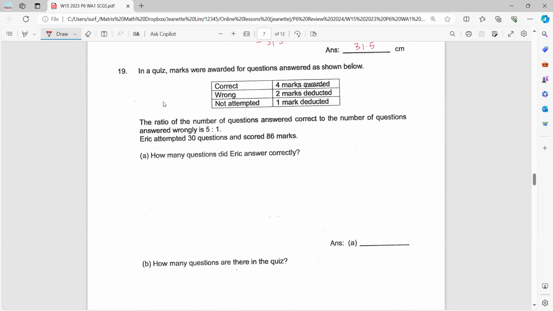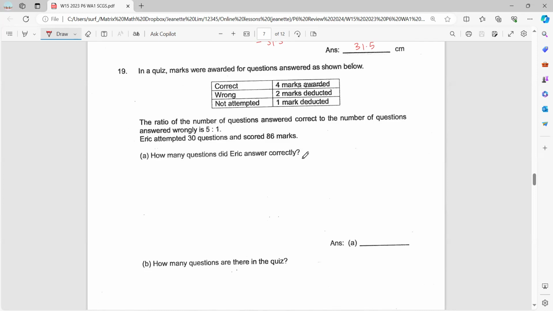Question 19. In a quiz, marks were awarded for questions answered as shown below. So if you get it right, you get 4 marks. If you get it wrong, marks will be deducted. 2 marks will be deducted. If the students don't try the question at all, right, it's actually a deduction of 1 mark. So the ratio of the number of questions answered correct to the number of questions answered wrongly is 5:1. He attempted 30 questions and scored 86 marks.